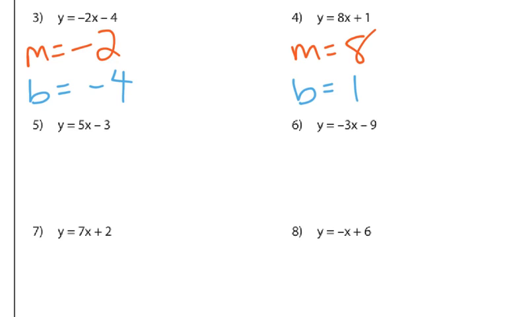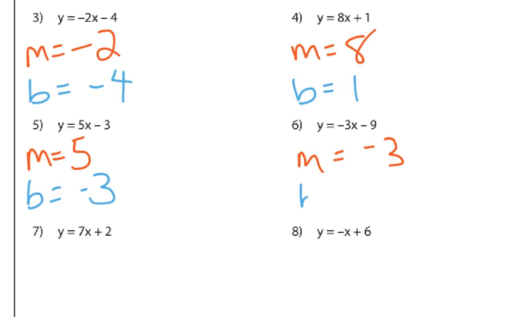In number 5, the slope is 5, and the y-intercept is -3. In number 6, the slope is -3, and the y-intercept is -9. Again, the slope is always the one beside the x, and the y-intercept is the constant.